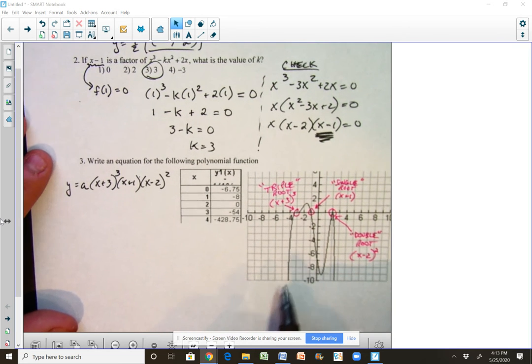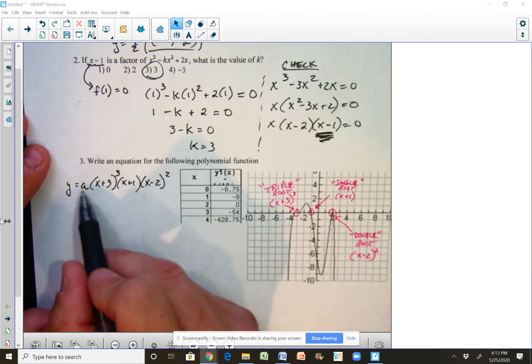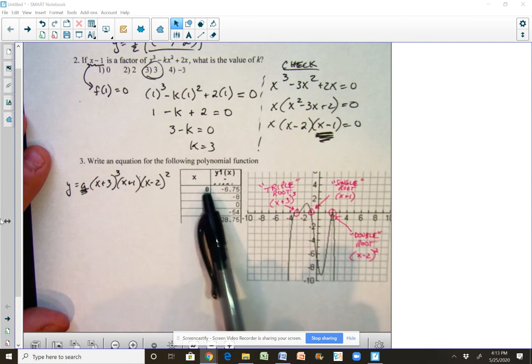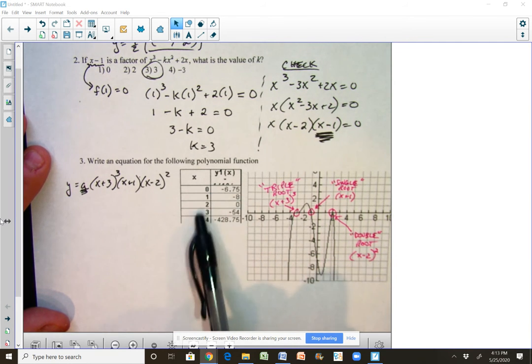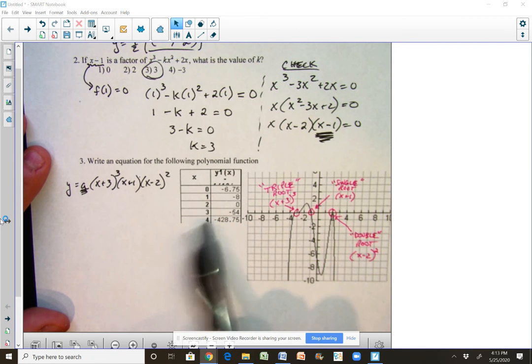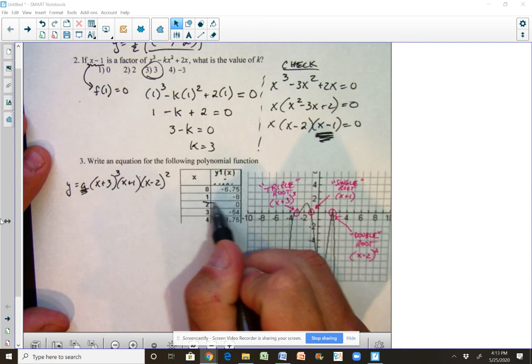It's even degree. So the only thing we're missing is what's this a value, that unique a value that makes this graph appear where it is. So we could use the y-intercept. We could use (1, -8). We don't want to use the x-intercepts, obviously. We could use a lot of these coordinate points, but the easiest one to use really would probably be the two simplest integer points.